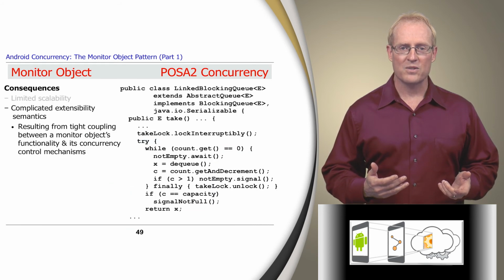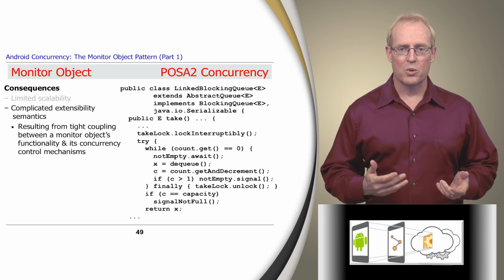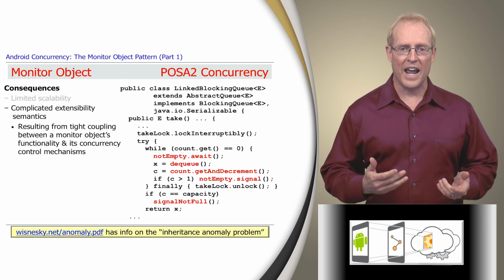Another drawback involves the complicated extensibility semantics resulting from tight coupling between a monitor object's functionality and its concurrency control mechanisms, which makes it hard to change synchronization and scheduling policies or mechanisms without modifying the implementations of a monitor object's methods. This link contains more discussion of the inheritance anomaly problem related to this drawback.